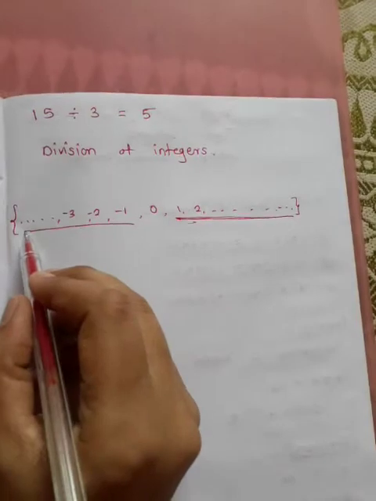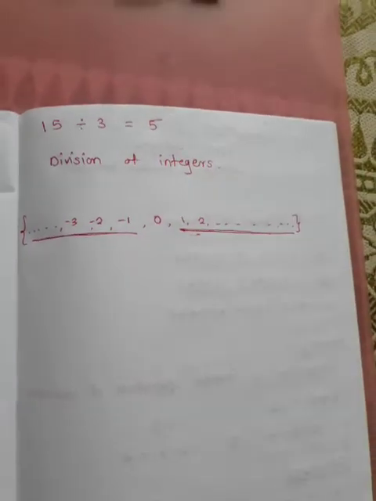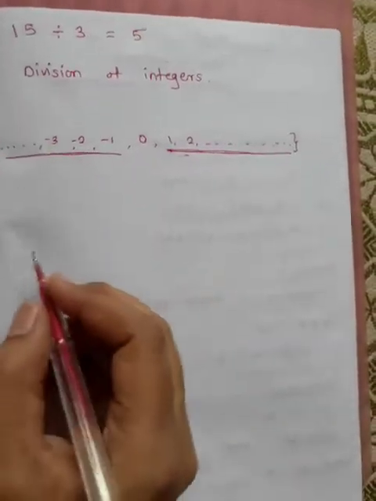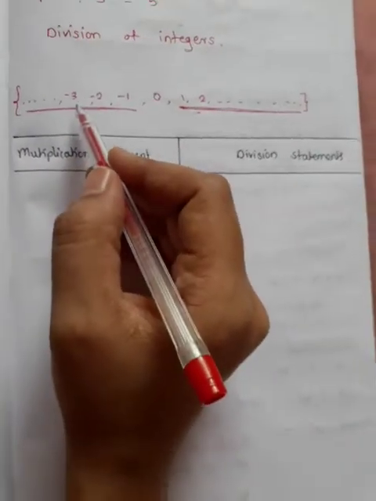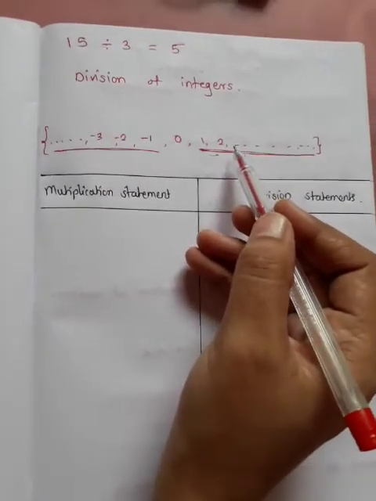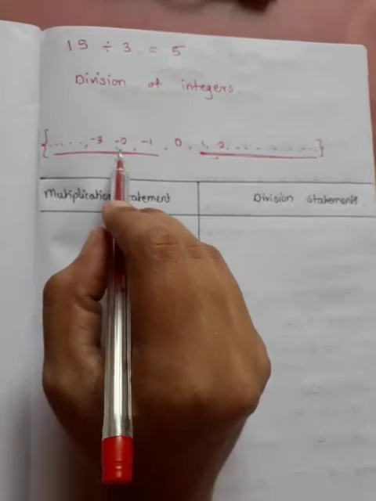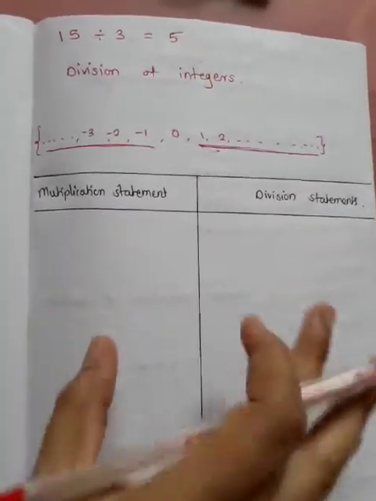So to learn about this, we have to look at the following table. Before studying what will happen when a negative integer is divided by a positive, or a positive integer is divided by a negative integer, or a negative integer is divided by a negative, let's see this table.